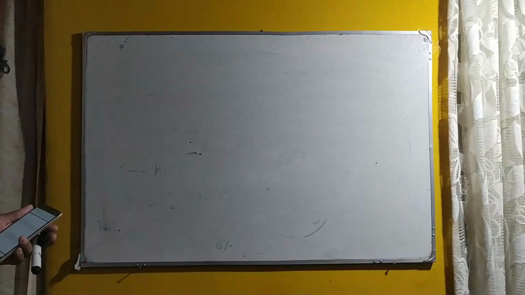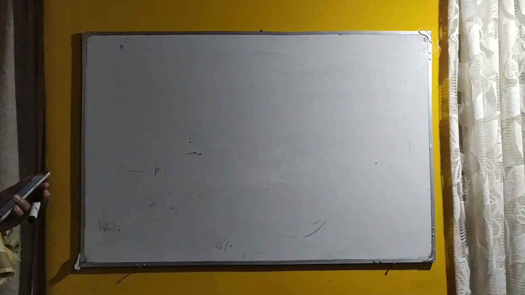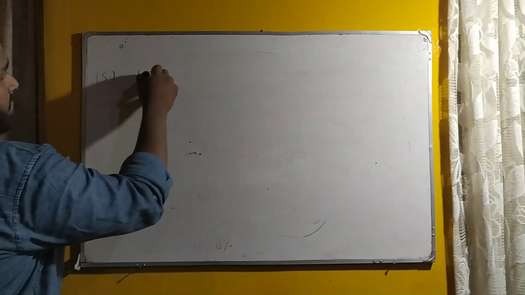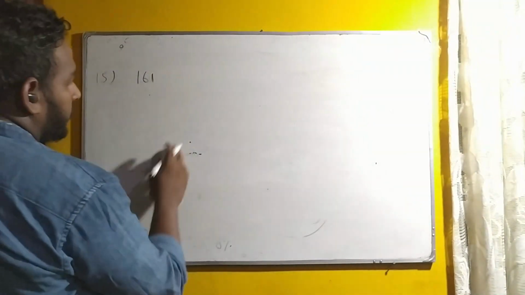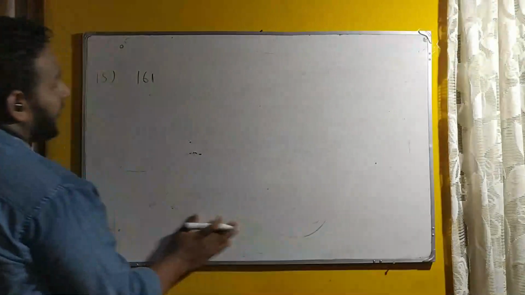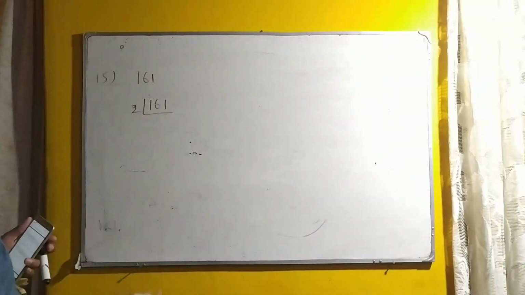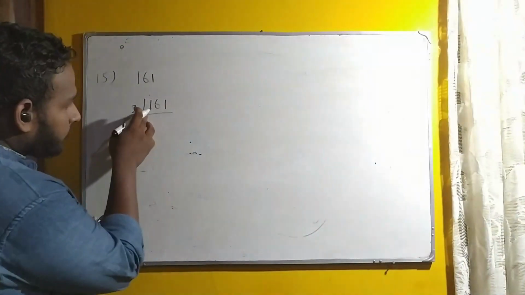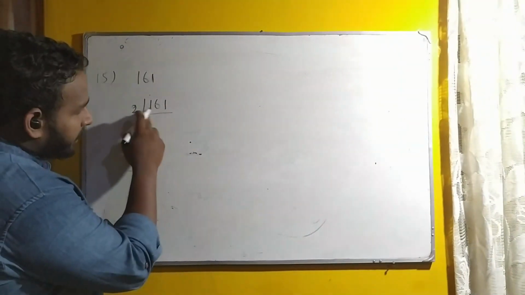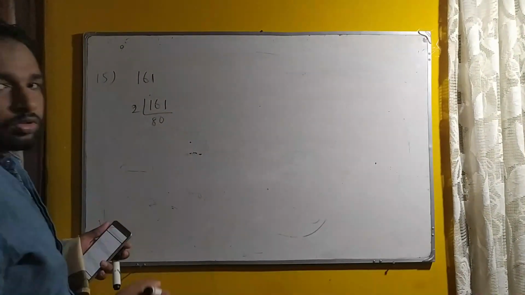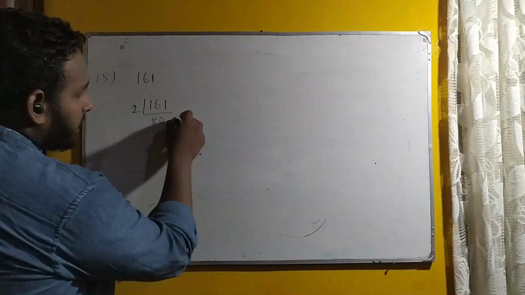Now they have given: write 161 as a binary number. So they are asking 161 in binary number. How to convert this into binary number? You should divide it by 2. So 161, if you divide by 2, in 1 there is no 2. That means 16. How many 2s are there? 8. In 1 there is no 2. So 80. What is remaining? 1.